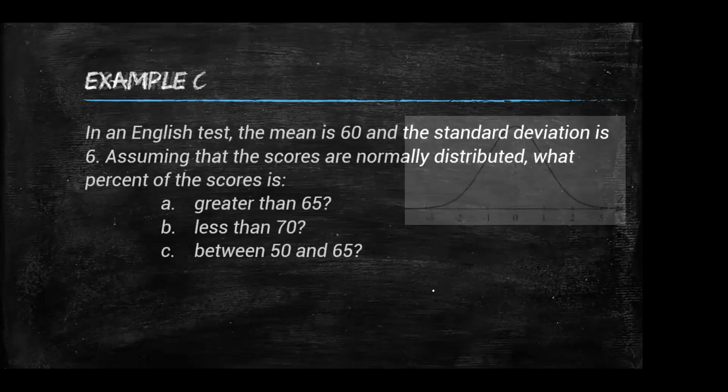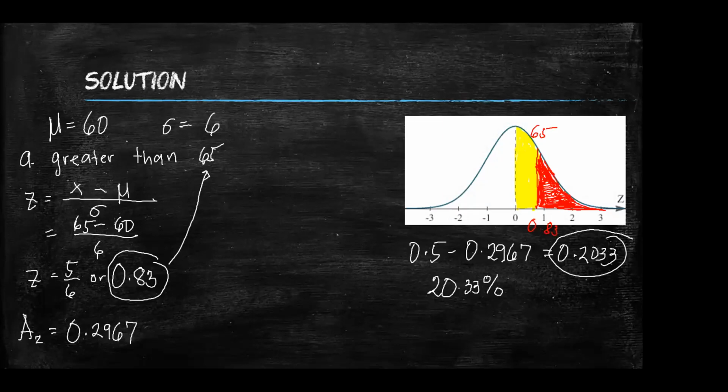scores ba to? Ayan. In an English test, those students who got greater than 65 is 20.33%. So, ilang students ba yung nagka-score ng greater than 65? So, ito na nga yun, 20.33% ng mga students na nag-take ng exam. So, ganun siya. Ang saya, 'di ba? Para malalaman kung ilan yung nataasan mo. Parang competitive lang. Ganun siya.